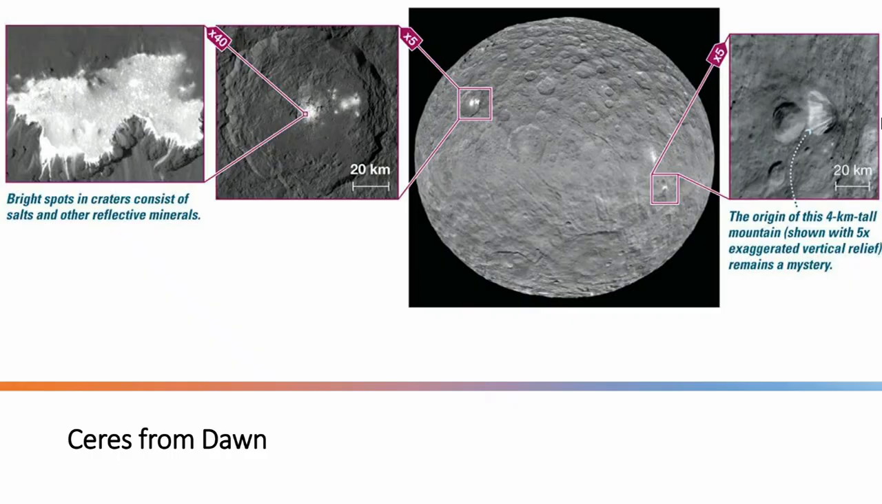And it's not all just one type of material. You can see there's bright spots that might be some salts or some other minerals on the surface. And so it does have things like mountains, and so it's not just a totally uninteresting thing out in the asteroid belt. It's very similar to what you would expect a planet to look like.